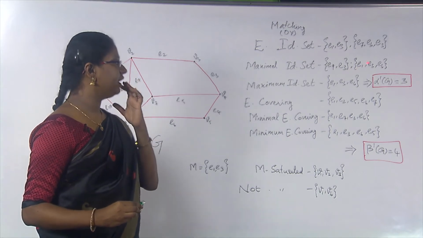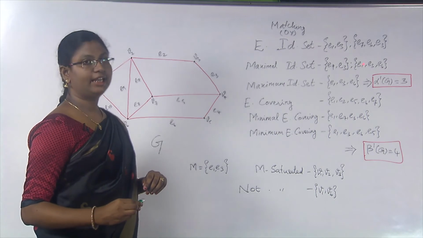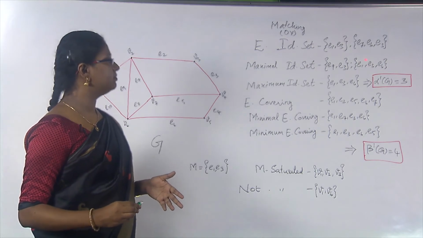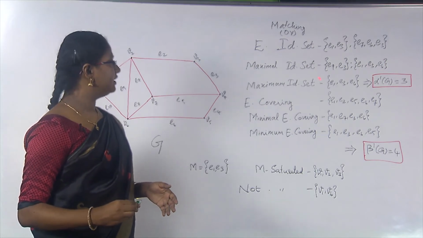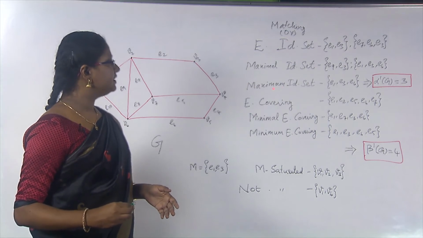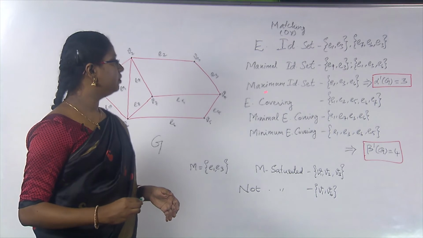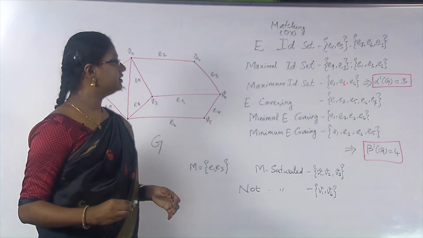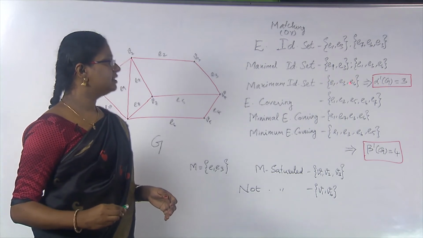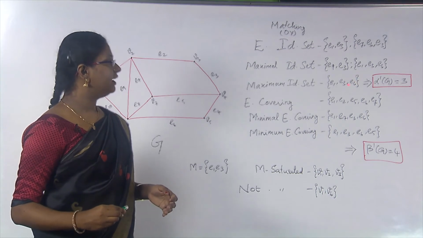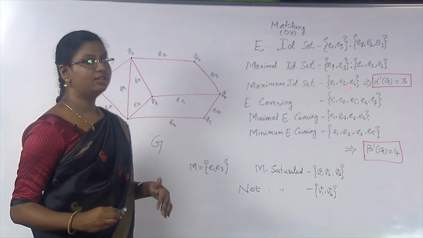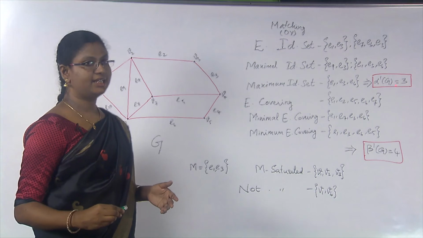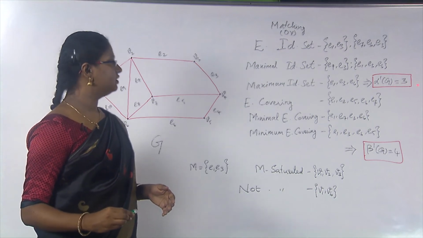And consider E1, E3, E6, here also I cannot add any edge so that the resulting set is also independent. So, this set is also maximal independent. Now let us discuss the maximum independent set. When I speak about maximum, I am interested in finding the cardinality of that set. The cardinality here is 3, E1, E3, E6, and this is the maximum number. So, the maximum number is 3, that is alpha dashed, the edge independence number, which is also 3.